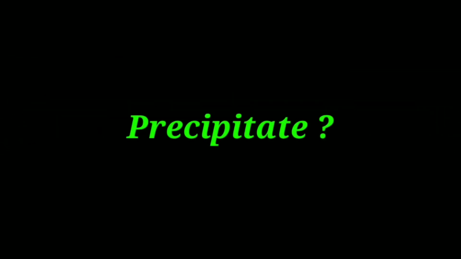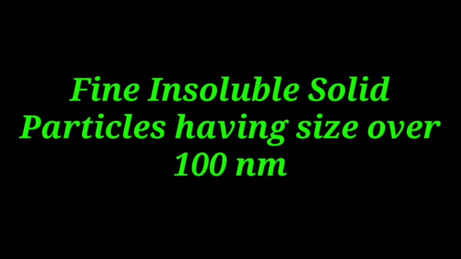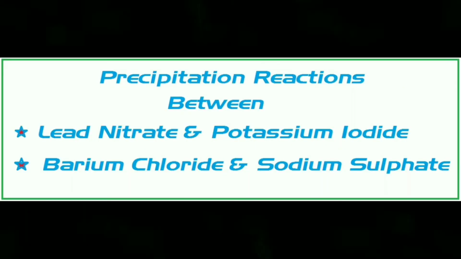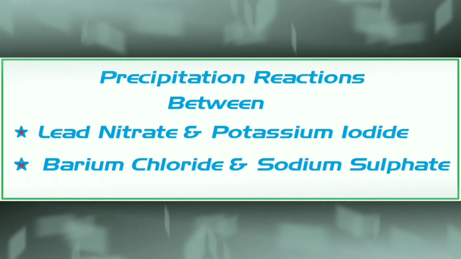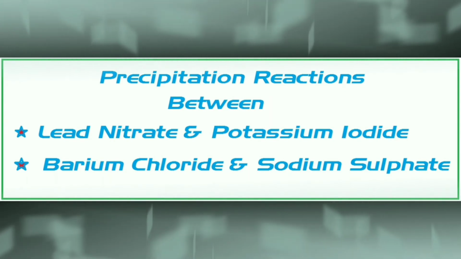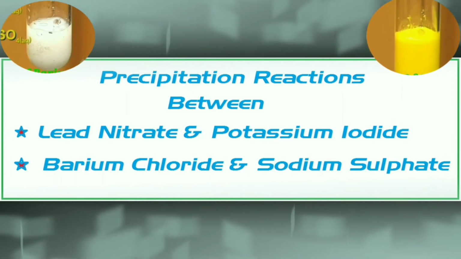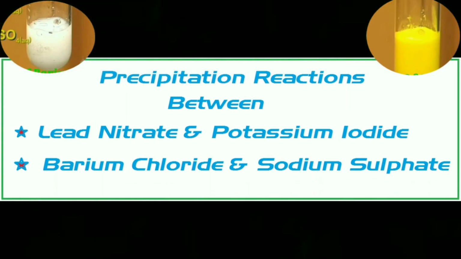Now question arises, what do we mean by the term precipitate? It's an insoluble solid substance formed in the solution during a chemical reaction. The precipitate exists as fine insoluble solid particles in the liquid to form a suspension. Because the size of the fine solid particles of precipitate is greater than 100 nanometer, that is why they remain suspended in the solution. Precipitate may have any color. For example, the precipitate of barium sulfate is white, whereas the precipitate of lead iodide is yellow.